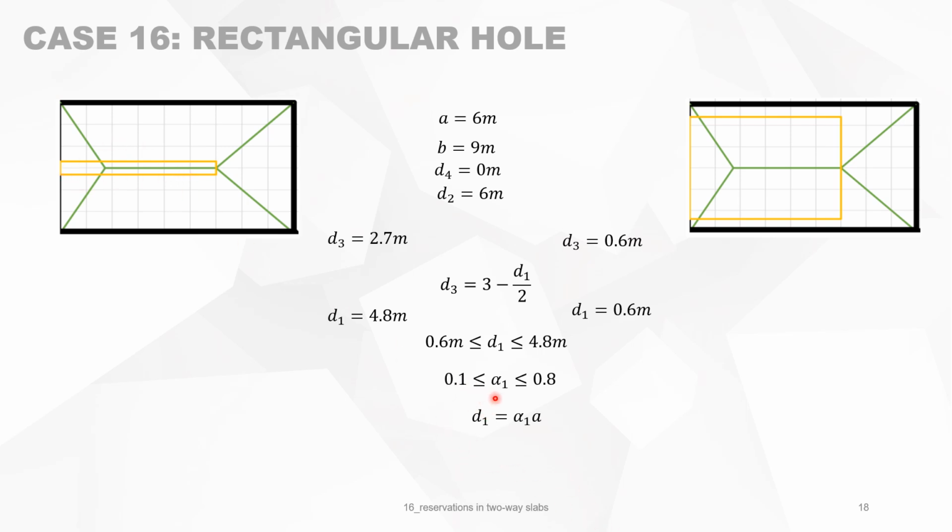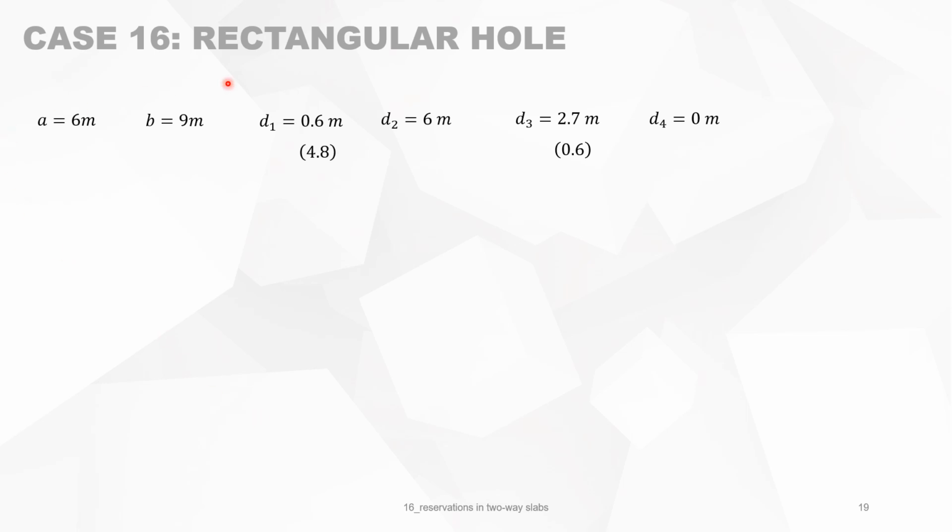So we can use dimensionless parameters. So we divide by A, and then you see alpha 1, which is D1 over A, is varying from 0.1 to 0.8. So the question is, what is the influence of this type of reservation on the bearing capacity? These are the different values of parameters, the range.